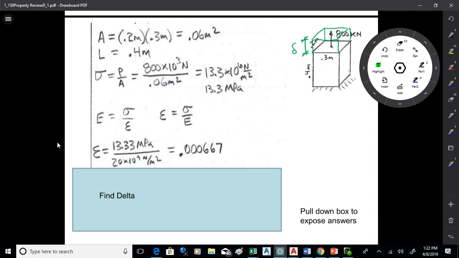Wait, on the calculation, are you dividing megapascals over meters squared? Yeah, actually, I could have done a little better with that notation. 13.33, yeah, megapascals is 10 to the 6. If I did it that way, then we could see how that goes unitless, and you got 10 to the 6 divided by 10 to the 9.